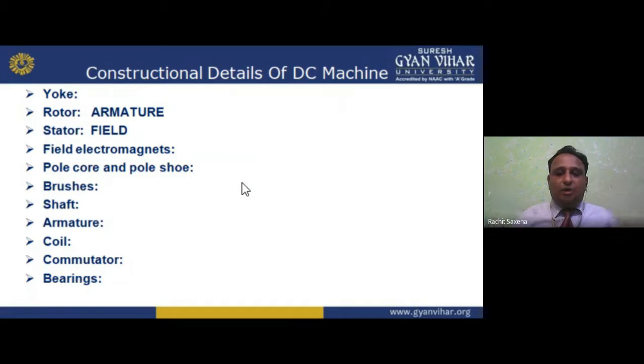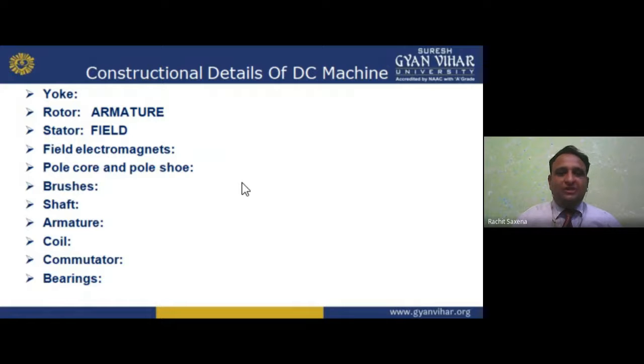So I'm talking about the constructional details of a DC machine, maybe a motor, maybe a generator. Both have the same construction, but the input is different. If I'm talking about the generator, it takes mechanical power as input. If I'm talking about the motor, electrical power is the input.